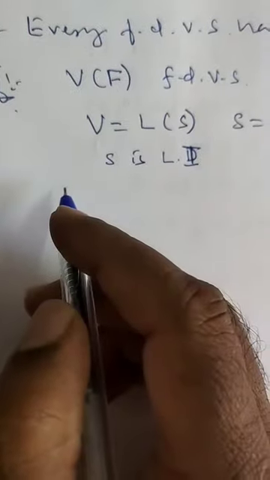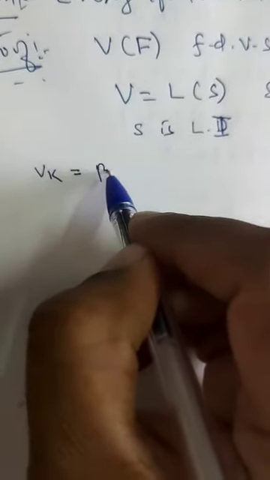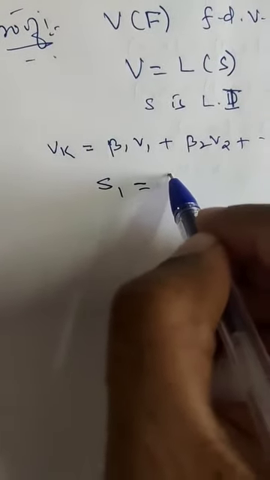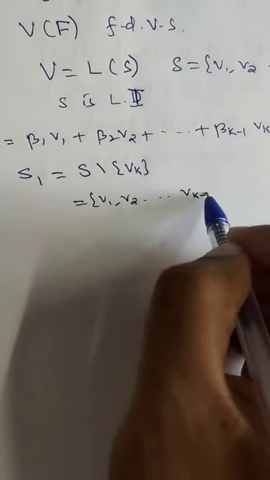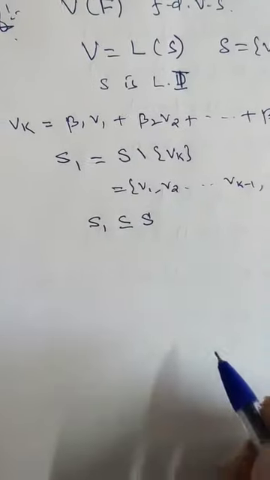If not, suppose S is not linearly independent, then what will happen? By an already learned result, if S is not linearly independent, then some vector Vk is a linear combination of preceding ones. Say Vk is equal to beta 1 V1 plus beta 2 V2, etc. beta k minus 1 Vk minus 1. This is a linear combination of preceding ones. Now you take the set S1, which is S minus Vk. You delete this element, which is a linear combination of preceding ones. So this is V1, V2, etc. Vk minus 1, Vk is not there, then Vk plus 1 and so on, Vn. Then definitely S1 is properly contained in S.